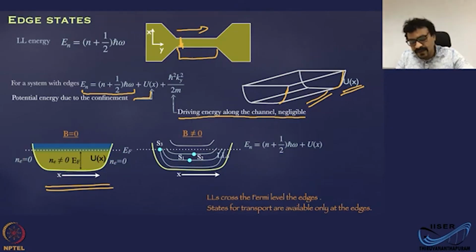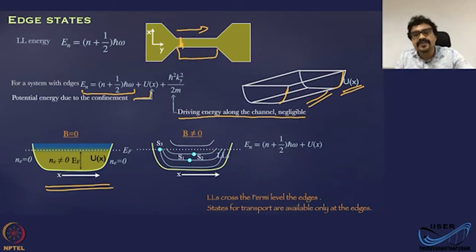And the situation is when you have no field or no magnetic field in the system, and here is a Fermi level. All the levels below the Fermi level are filled, and all the levels above the Fermi level are empty. Of course, there is a width to this Fermi level because of the temperature, but that is very small because all these experiments are done at low temperature. Now let's consider what happens when you have a magnetic field. When you apply a field, these continuum states will split into Landau levels, as shown here.